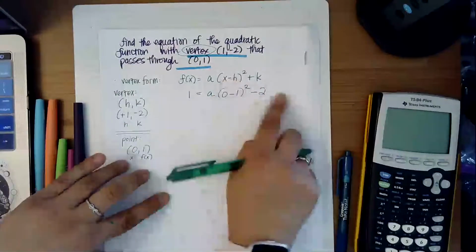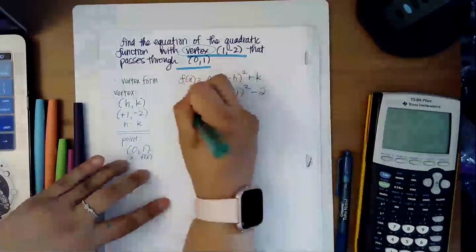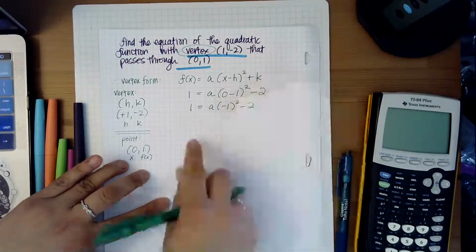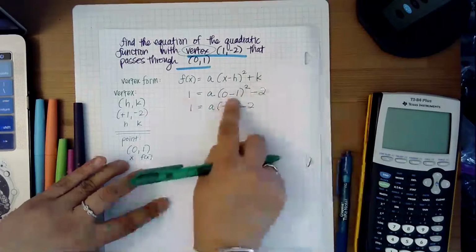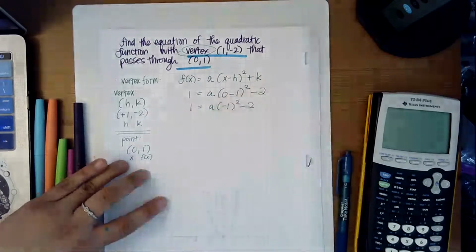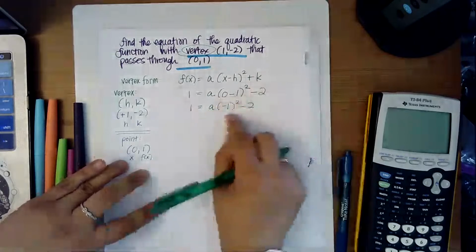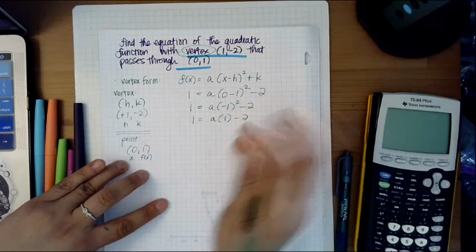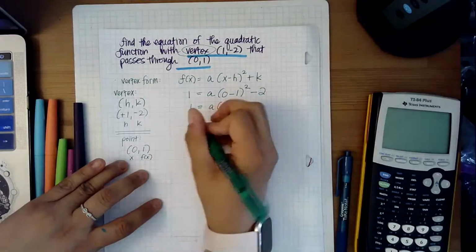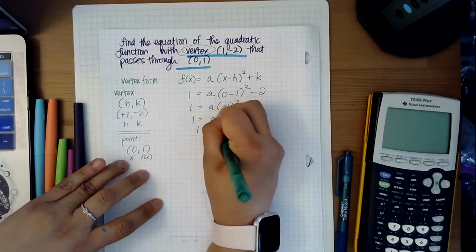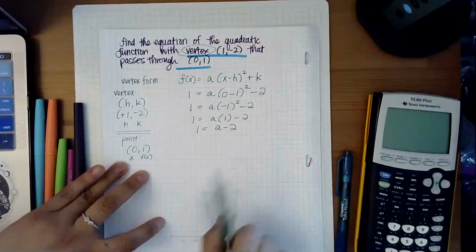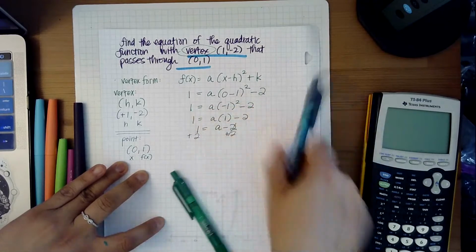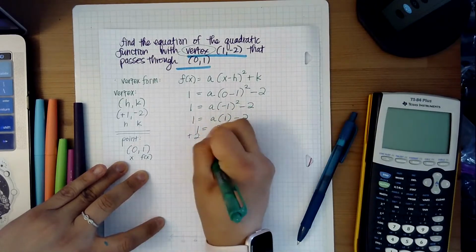Now I'm going to simplify this so I can solve for a. 1 is equal to a times (-1) squared minus 2. All I did is simplify the parentheses using PEMDAS. Now I'm going to simplify the exponent, -1 squared is 1. Now I'm going to multiply a times 1. So this gives me 1 equals a minus 2. Now I get to move that -2 over by adding 2 to both sides. I recognize that my a is 3.